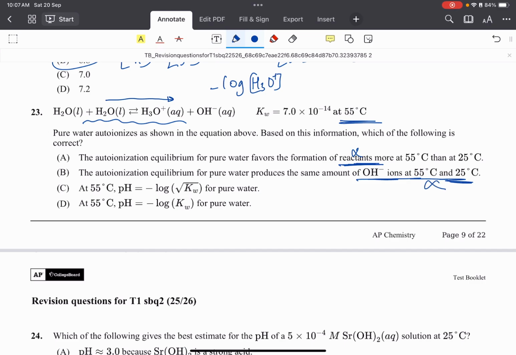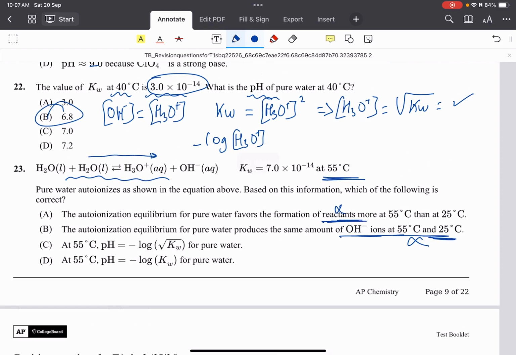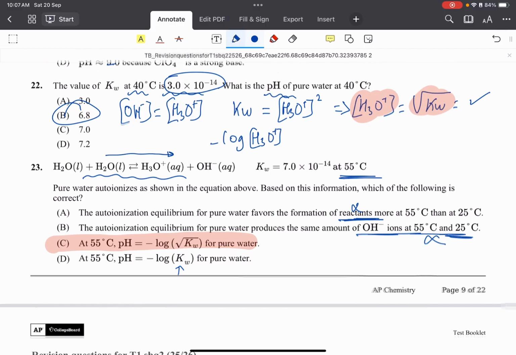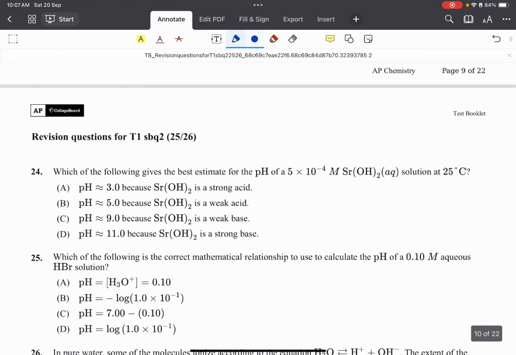So let's see here, they're doing calculation just like what I did over here. This is the formula I used in the previous question. I found H3O plus by doing the square root of Kw. Then I did minus log of the answer to find the pH. Be careful here, they're saying Kw without the square root. So C is the correct answer.